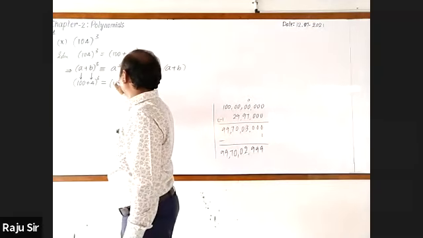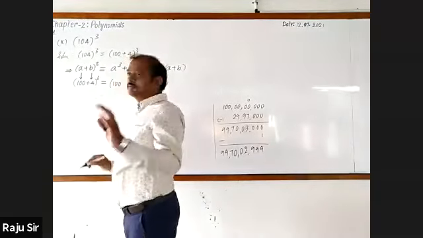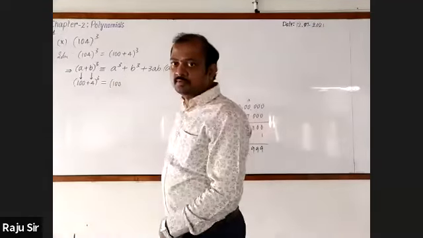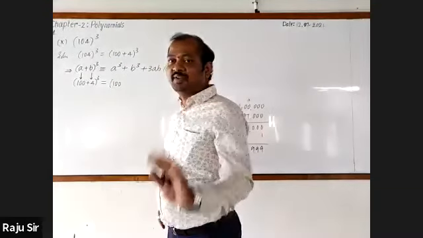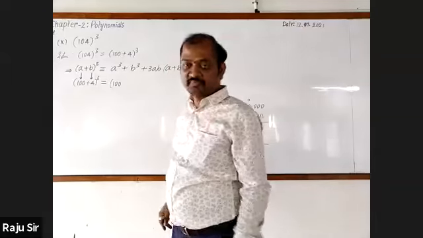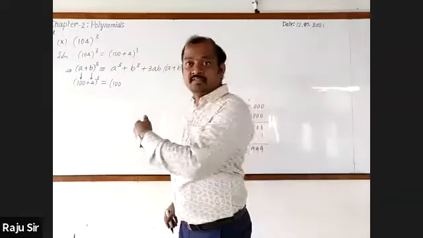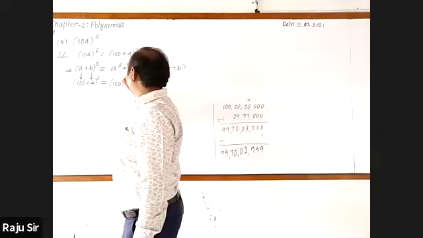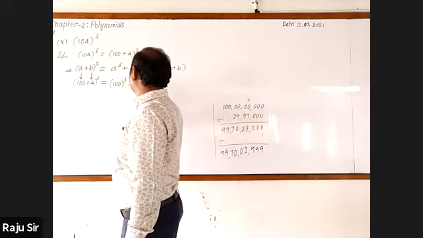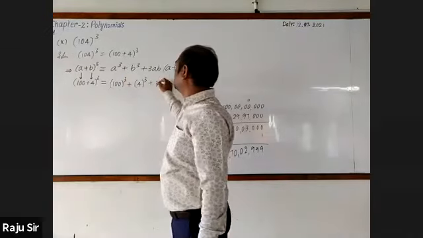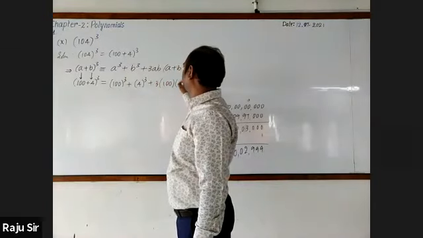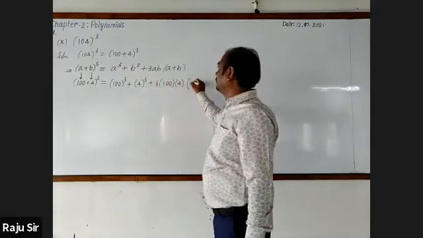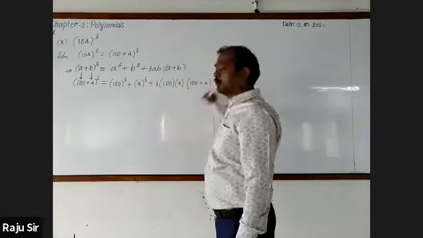Sir, screen is blur, sir. No, sir. Just continue to write with me. It is 100 whole cube plus 4 whole cube, 3 into 100 into 4 into 100 plus 4.